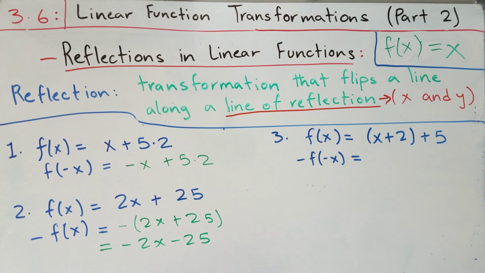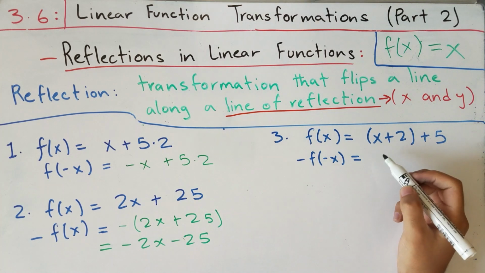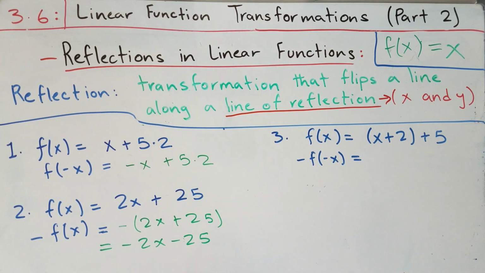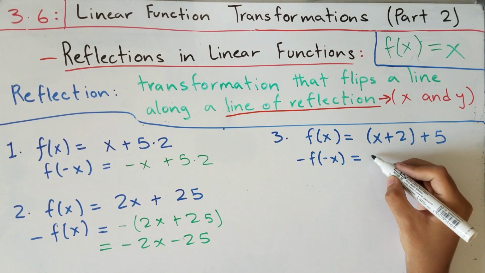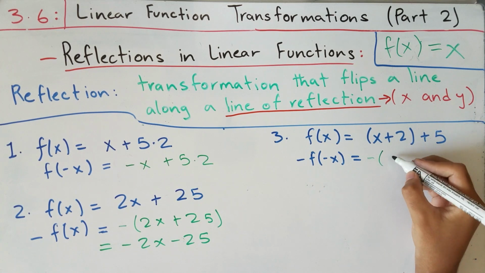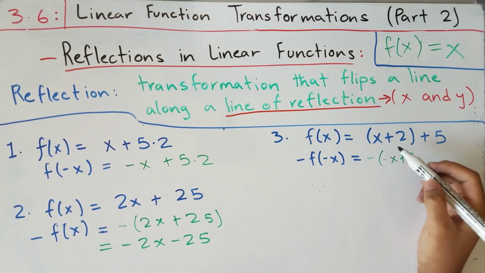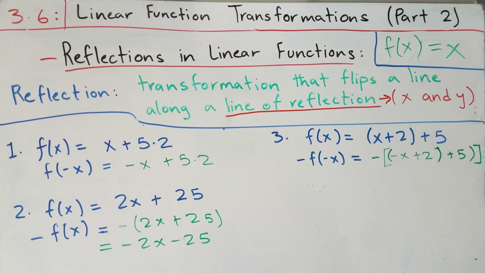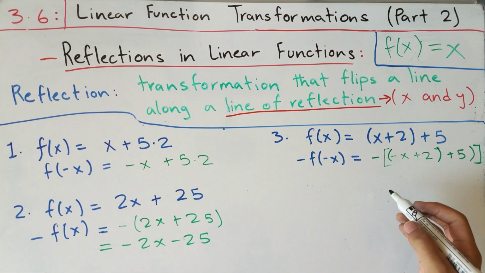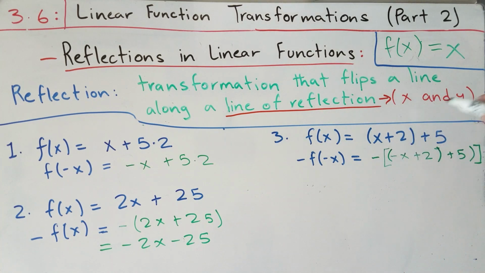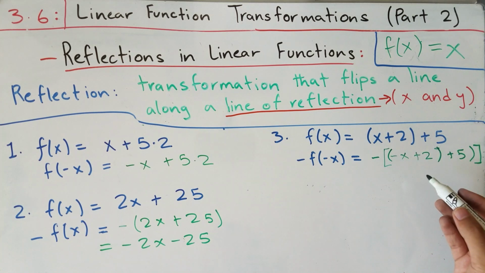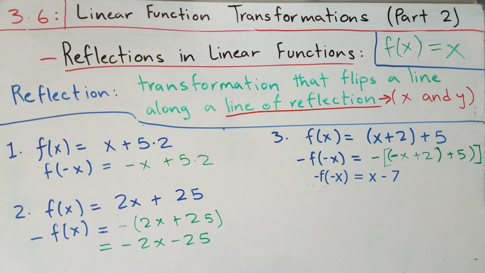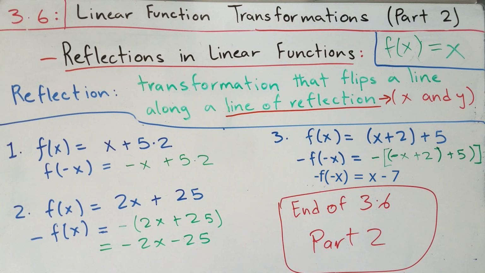So in this case, our -f(-x) would mean that we're swapping this x for -x. So this -f(-x) means that we're going to get negative times the entire function of -x + 2. So we change that x with -x + 2 and we get plus 5 here. So this combined reflection transformation would mean that you're multiplying -1 by the entire function x + 2 + 5, and you're changing the x with -x. And you can simplify this further if you want. And this is it for section 3.6 part 2.